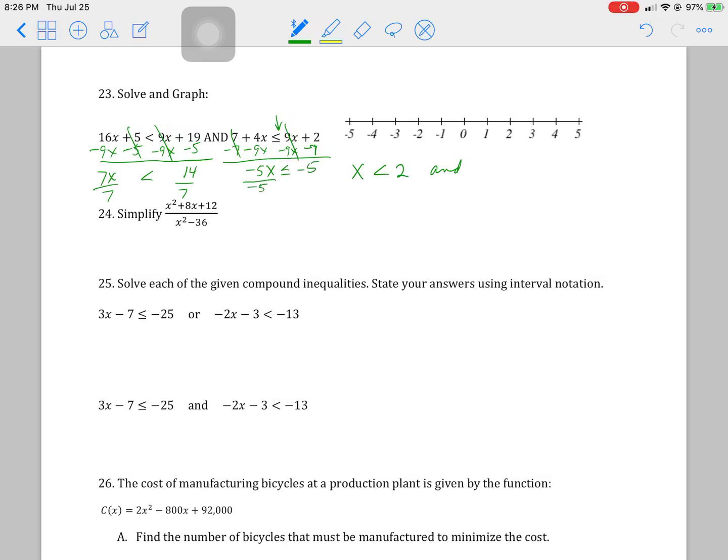All right, now I do have to divide by a negative. It's not a big deal. I just need to flip the sign. And negative 5 over negative 5 is positive 1. So this is, and x is greater than or equal to 1.